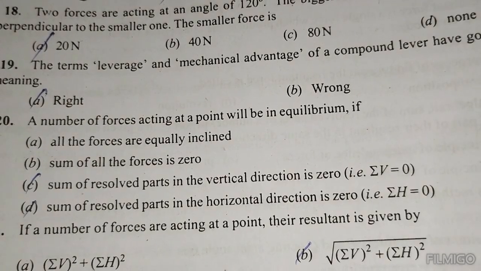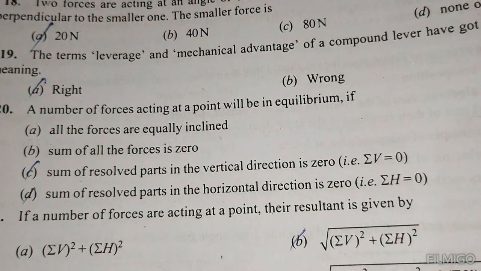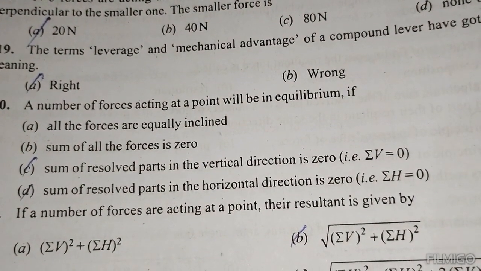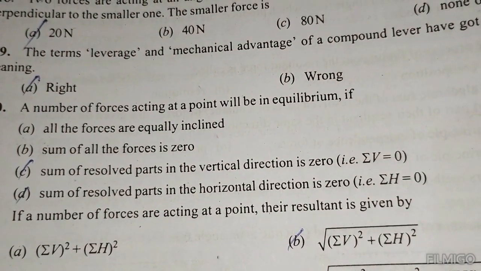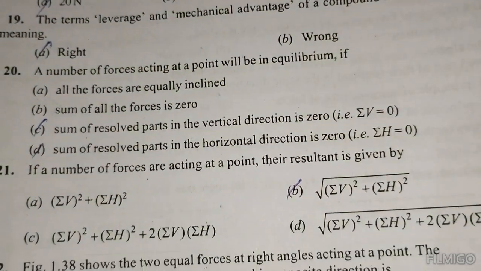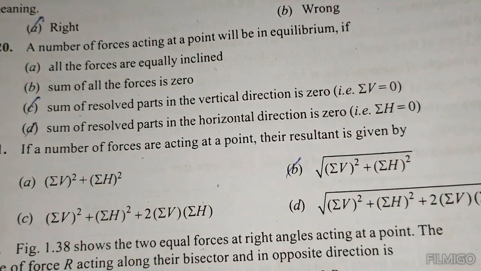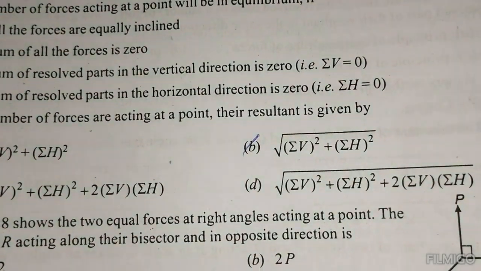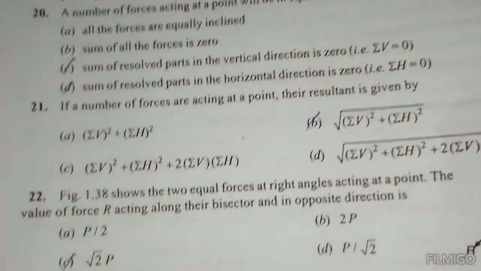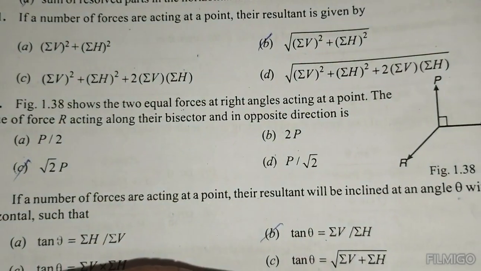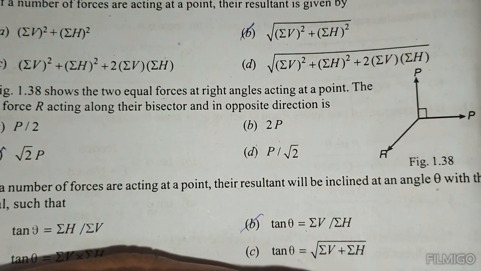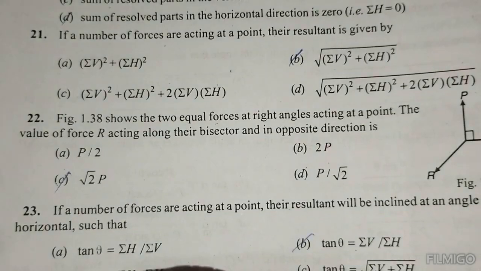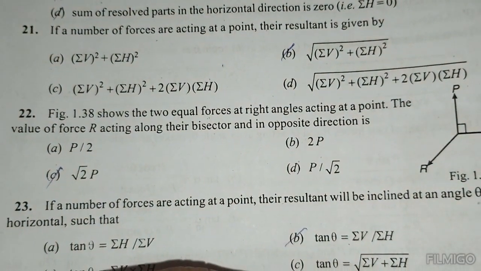A number of forces acting on a point will be in equilibrium if the sum of resolved parts in the vertical direction is 0, sigma V equal to 0, and the sum of resolved parts in the horizontal direction is 0, sigma H equal to 0. If a number of forces act at a point, the resultant is given by the square root of sigma V squared plus sigma H squared. And again, if two equal forces act at an angle, a force acting along the bisector in the opposite direction, root 2 P.